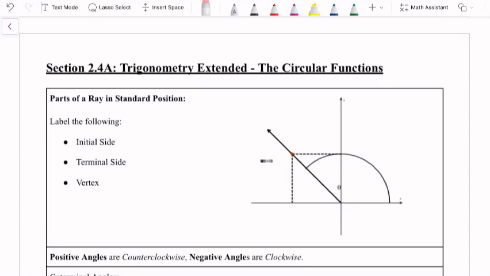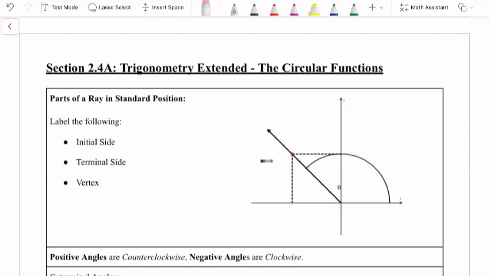Hey everyone, in this video we're going to talk about section 2.4a, which is titled Trigonometry Extended, the Circular Functions. So far in this unit, we've been talking a lot about things that you did a couple of years ago in geometry. So pre-calculus takes all of those topics that you learned previously, but now we're going to start applying them on the coordinate plane.